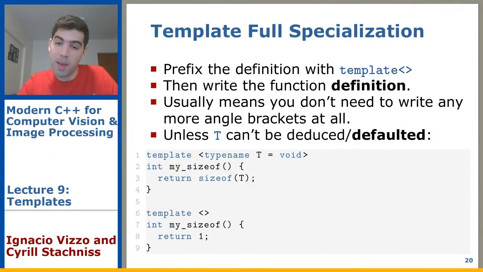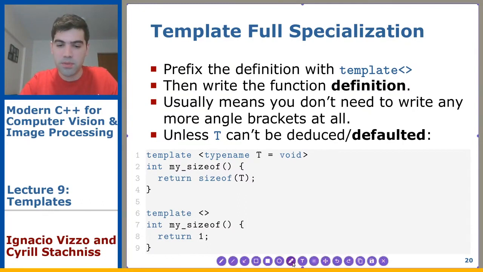Or the thing that could happen is that T has a default. For example, in this case, this typename T is a template argument list, and all the rules for arguments hold true. You can use default arguments, and you say this T will be void unless you specify something different. So when you instantiate this full specialization for my sizeof, now you don't need the angular brackets anymore, because the type is void unless you specify something different, right? So that's basically full specialization of function templates.